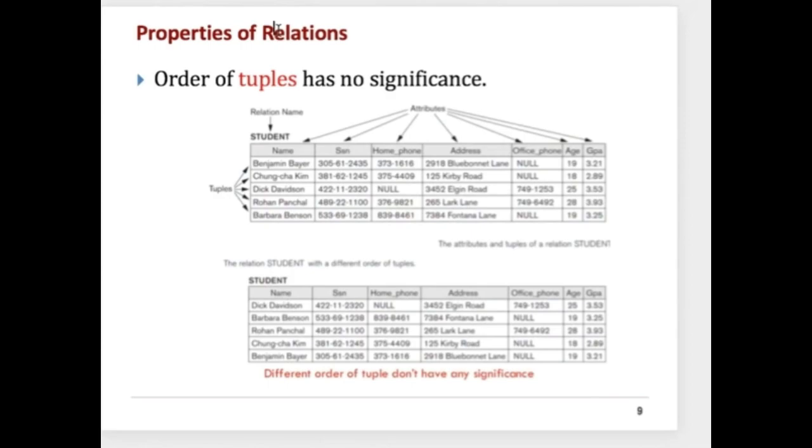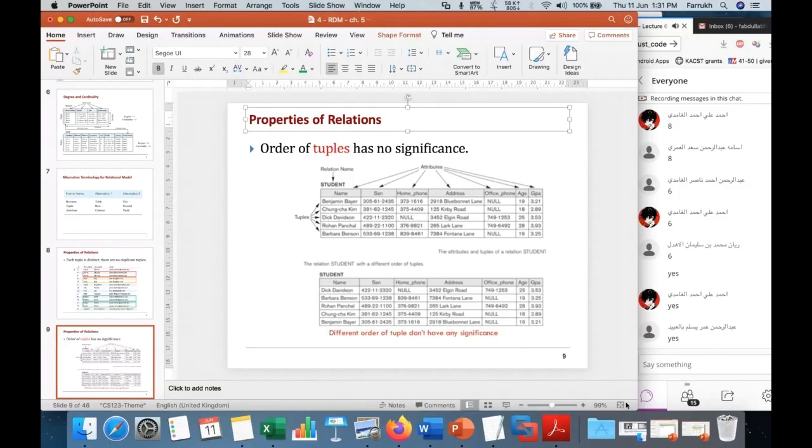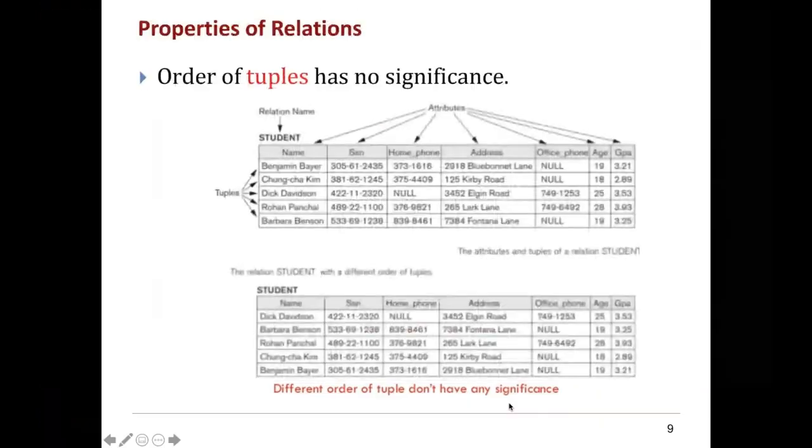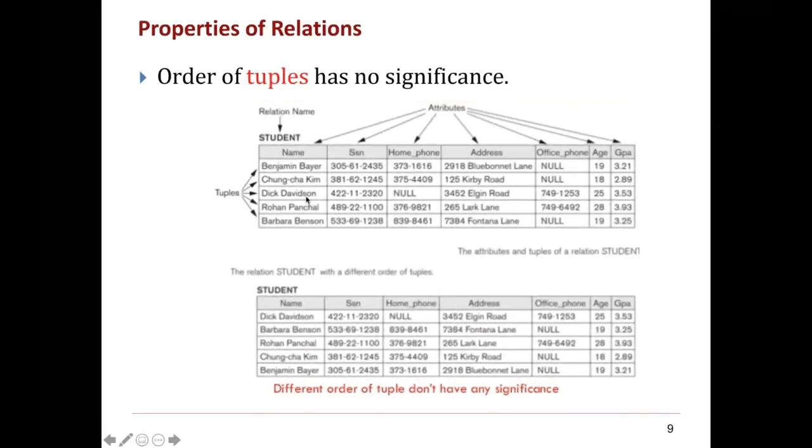Second property of the table or relation: if you change the order of tuples, this does not matter. Let me make it full screen and then I'll come back. See here, if this record or this row comes at number 1 or number 2 or number 3 or number 4, doesn't matter. It does not change anything. The fourth record comes at the first, or second goes to 5, fifth comes to third. If you change the order of the rows or tuples, it doesn't matter. It does not have any significance.